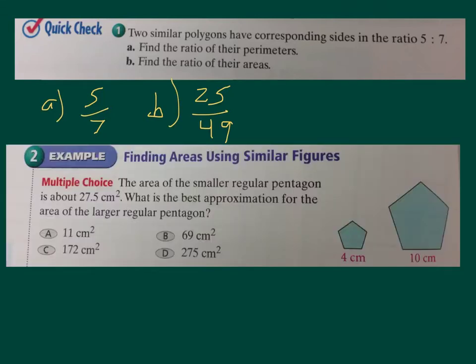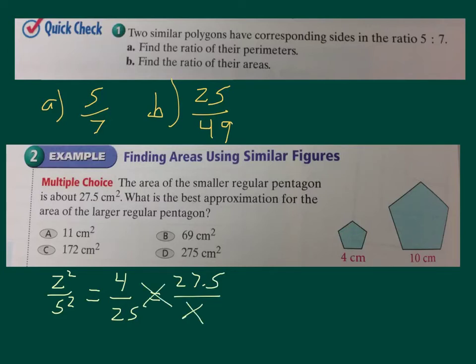Example 2 looks quite a bit tougher. They're telling us two similar pentagons have a ratio of 4 to 10, which hopefully you'll reduce to 2 to 5. You square both of these, so the ratio of the areas is 4 to 25. If the smaller one has an area of 27.5, what's the area of the big one? You're just going to set up a proportion and then do cross products to solve it.